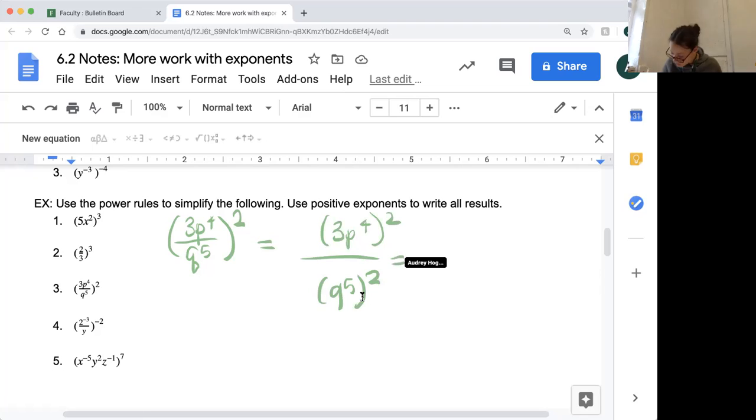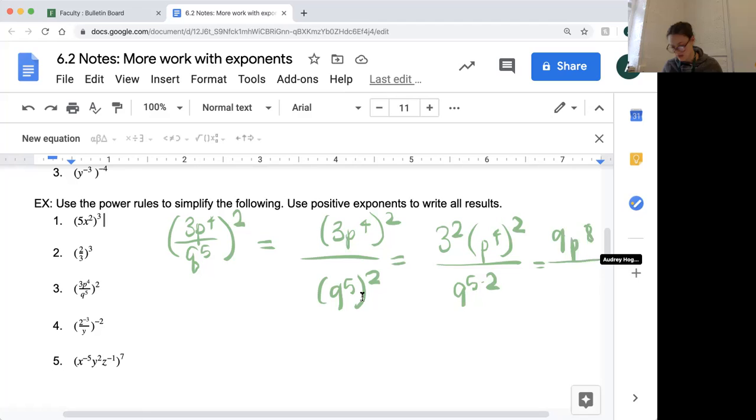So in my numerator, I know that 3p to the 4th quantity squared is going to become 3 squared times p to the 4th squared. And then my denominator is going to be q to the 5 times 2. 3 squared is 9. P to the 4th squared is going to be p to the 4 times 2, which is going to be p to the 8th.